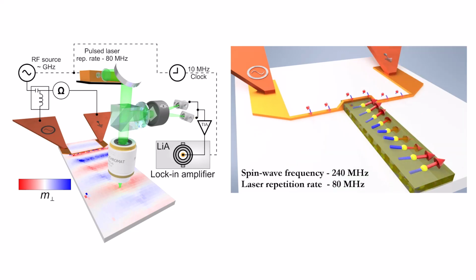When the smallest frequency step, being equal to the laser repetition rate, is just not enough, we can shift the spin wave frequency from the perfect n times laser rep rate frequency and then use the lock-in amplifier to demodulate the signal on the beating frequency of the laser and the excitation. With this trick, we can access all the frequencies we desire.